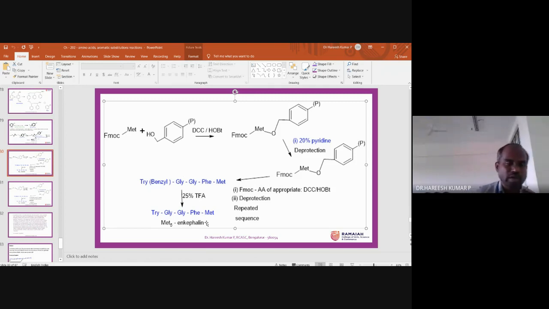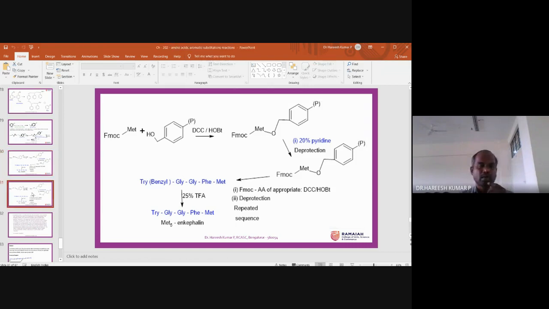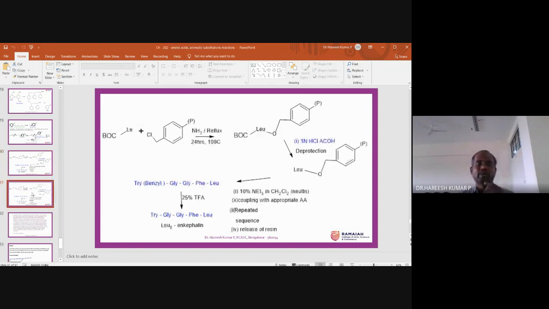One more terminology is used. After the synthesis of one more pentapeptide, I will tell you the difference between methionine 5 enkephalin and leucine 5 enkephalin. Here I am taking one more pentapeptide. The difference between methionine 5 enkephalin and leucine 5 enkephalin is that only the C-terminal amino acids are different, but the remaining amino acids are the same.